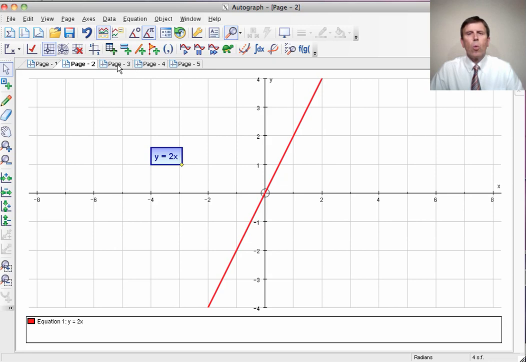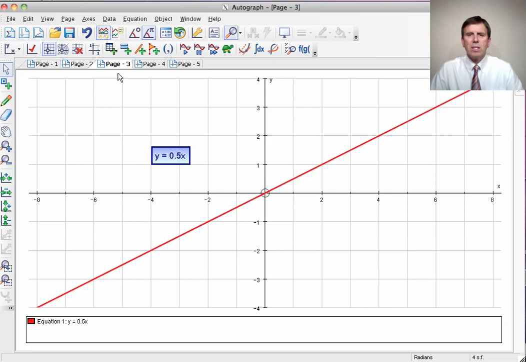Now we look at y equals a half x or 0.5x, and we see that this time the slope is less than 45 degrees. Again, the gradient, we say, is a half. It's a measure of how much change you get in y for how much change in x. So when x goes up 2, y only goes up half as much, just 1.